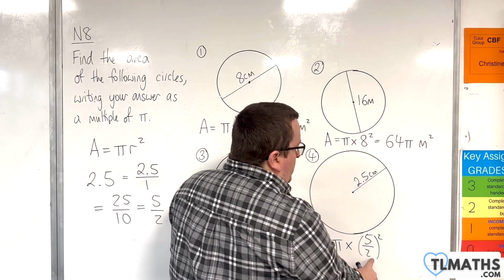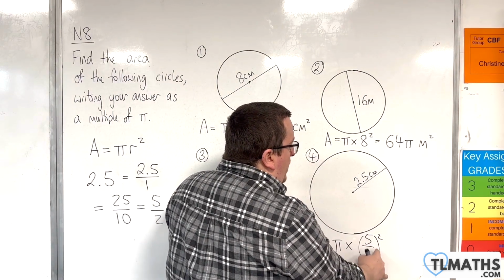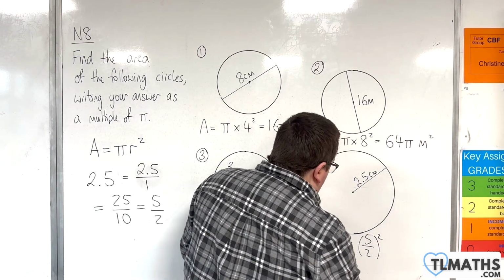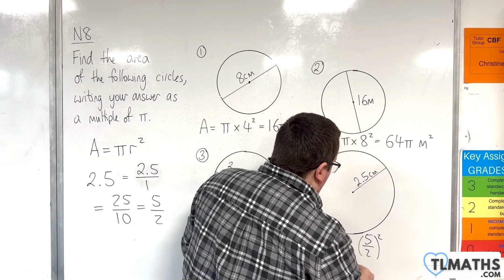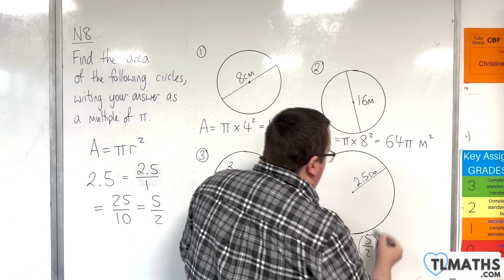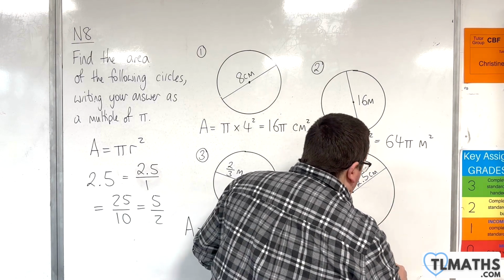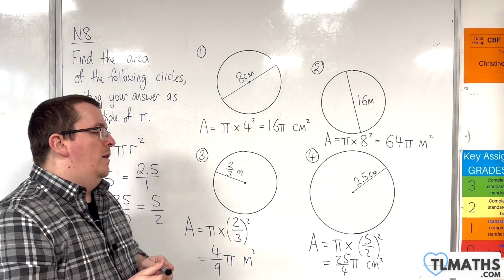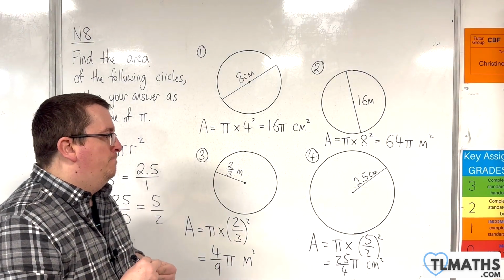So 5 over 2 squared is 5 squared over 2 squared, so 25 over 4. So this is 25 over 4 pi, and we're in centimetres squared. So 25 over 4 pi centimetres squared.